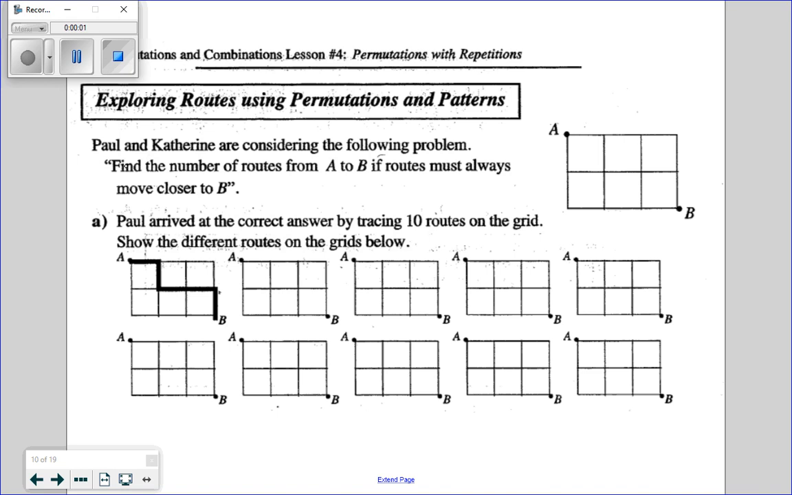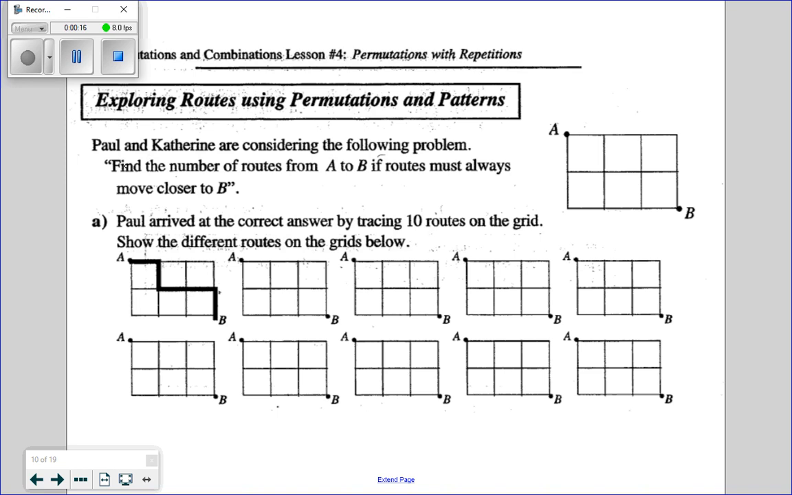Page 90. Okay, so page 90 is where you want. The first part of lesson 4 was all of our identical objects. It was our repeats questions. This is an identical objects question. It's just in disguise. It's incognito.